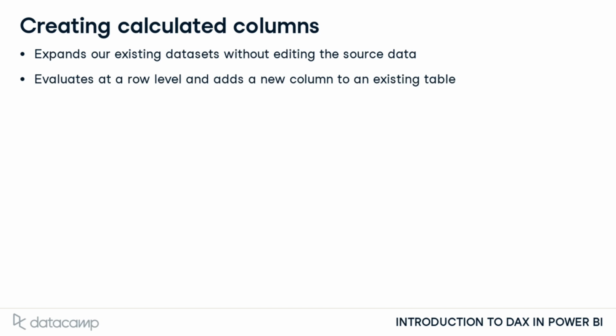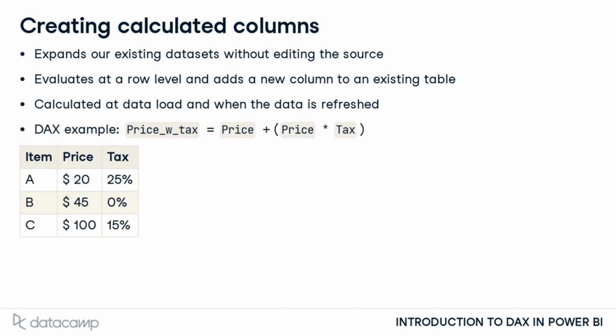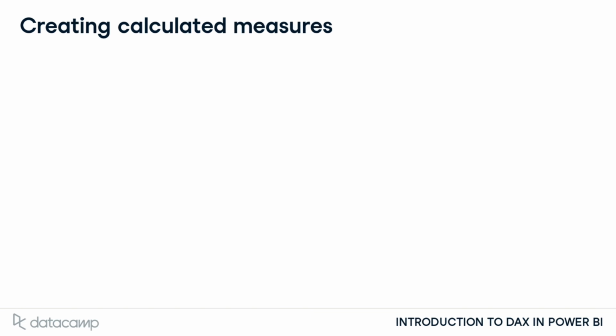Any column that is created is calculated at data load or when the data is refreshed. Let's say we are trying to calculate price with tax. For this, we start by defining the column name, followed by an equals, and proceed to write our formula. In this case, price plus brackets price times tax, close brackets. In the table below, we can see this implemented in a real-world scenario.